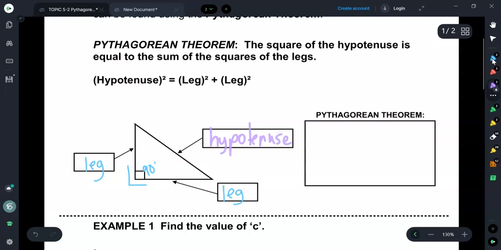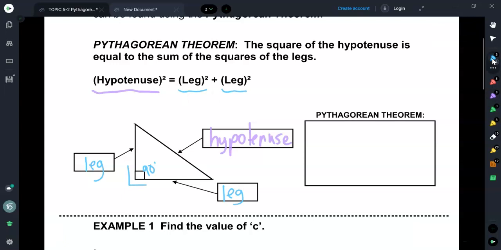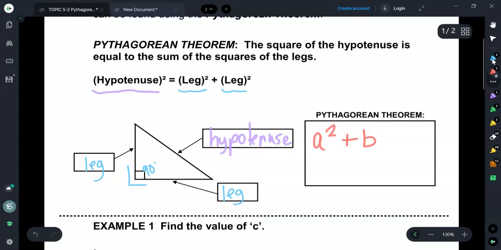That's your hypotenuse. And the Pythagorean theorem says, as you can see above, the hypotenuse, when you square it, is equal to the sum of the squares of the two legs. The way that we've always seen that written is a squared plus b squared equals c squared. Understanding the origin of this theorem will really help you understand why it works.